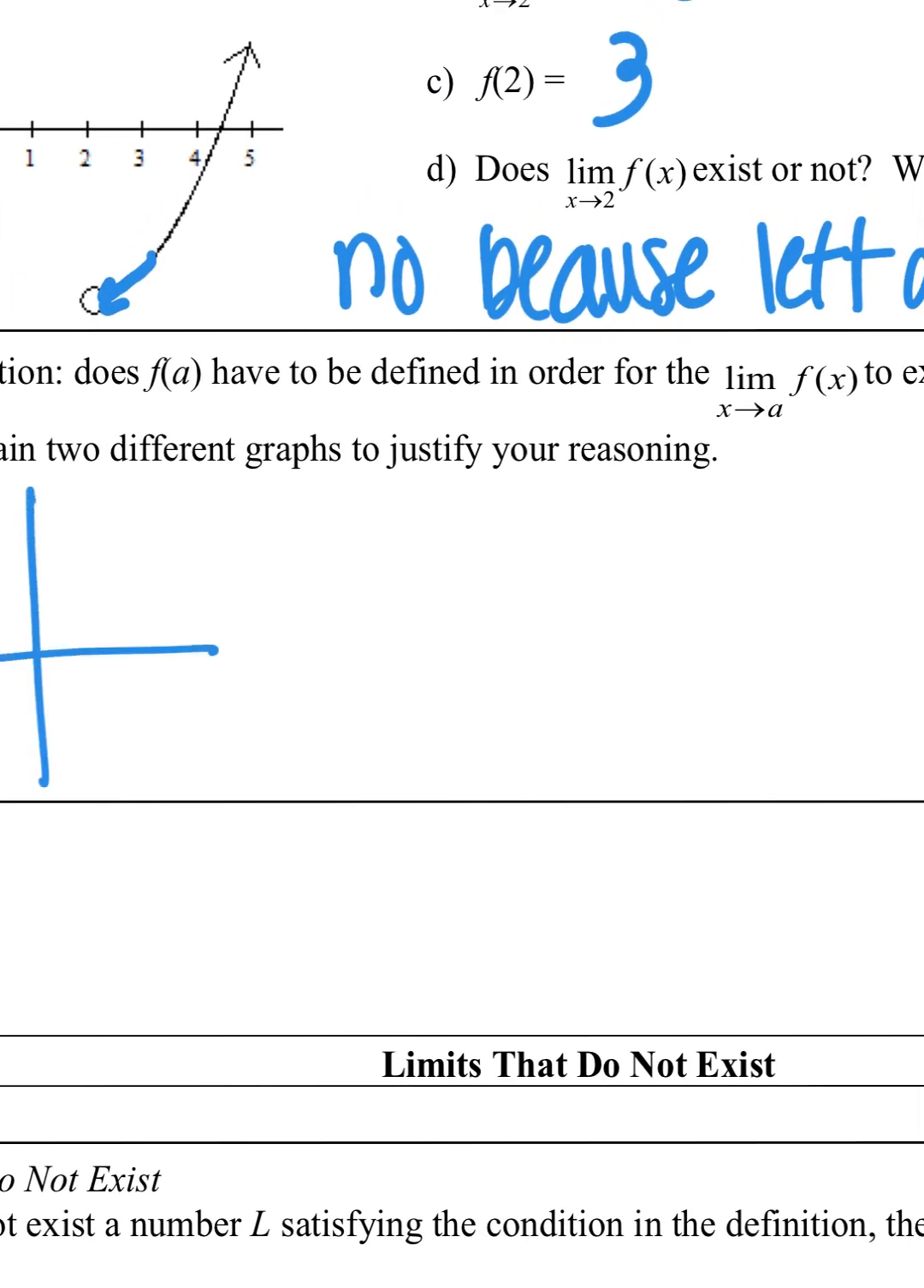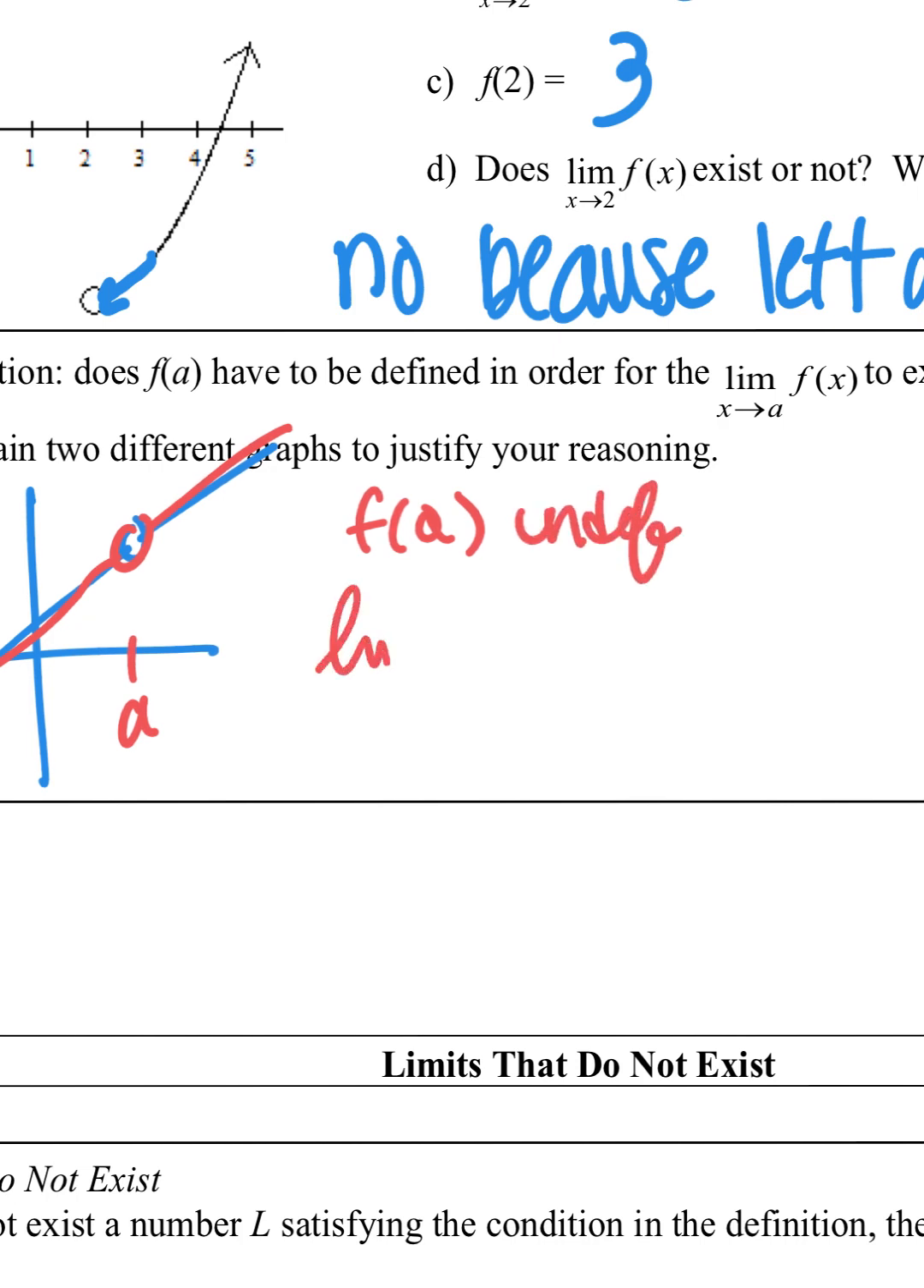Here's an example of where f of a, if a is here, then here's a perfect example where f of a is undefined, but the limit as x approaches a of f exists. Like if this was 3, that limit would be equal to 3. Because from the right and the left, the function approaches the same value of 3, right? But the function itself is not defined at 3.